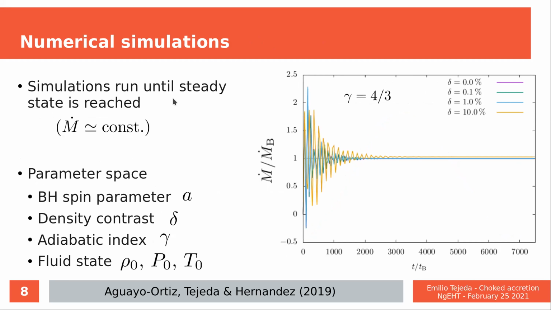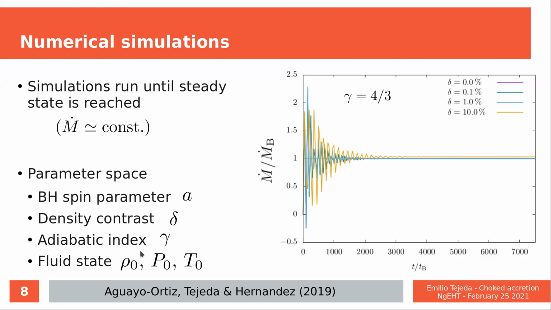We let all of our simulations run until a steady state is reached. The figure shows the time evolution of the mass accretion rate in 4 simulations with 4 different density contrasts and a gamma equals 4/3 polytrope. Note how in all cases, the resulting mass accretion rate is essentially equal to the corresponding Bondi value.